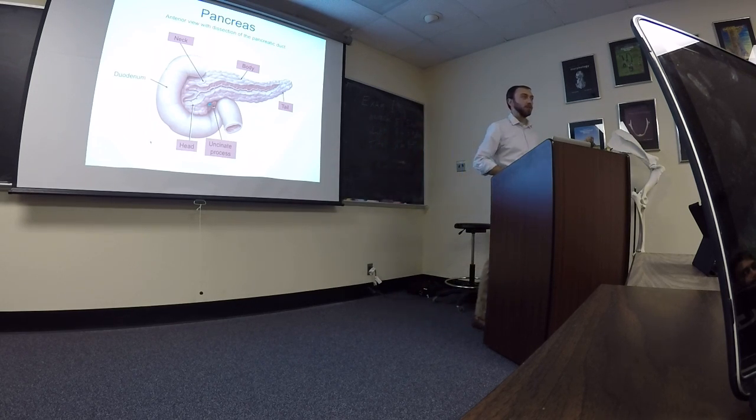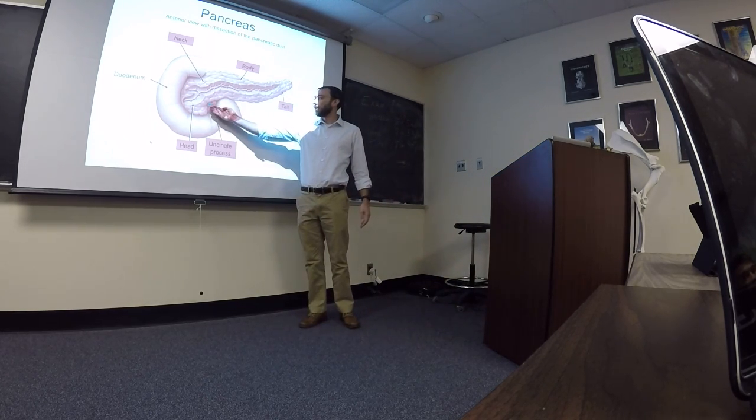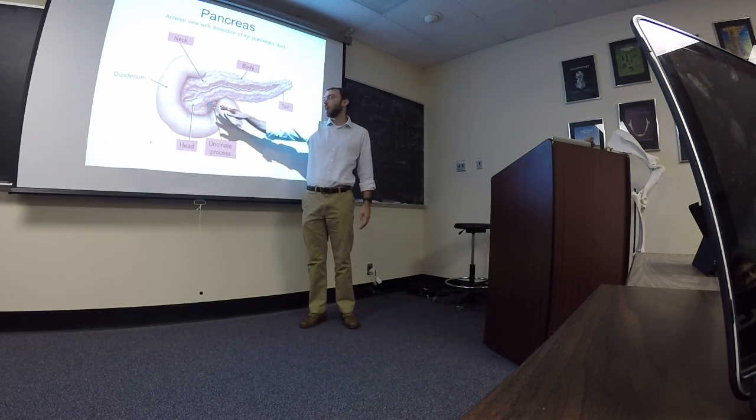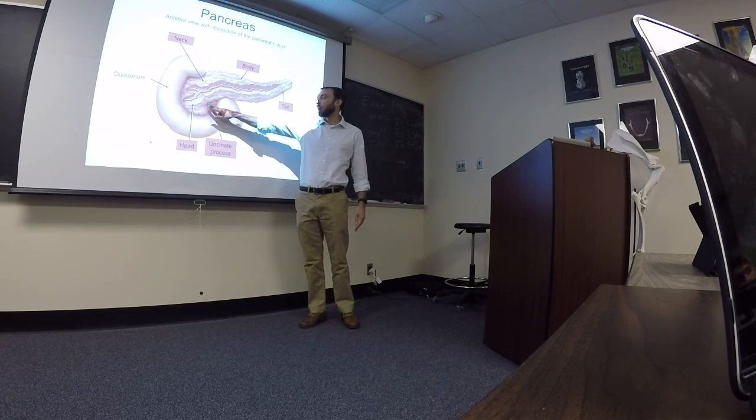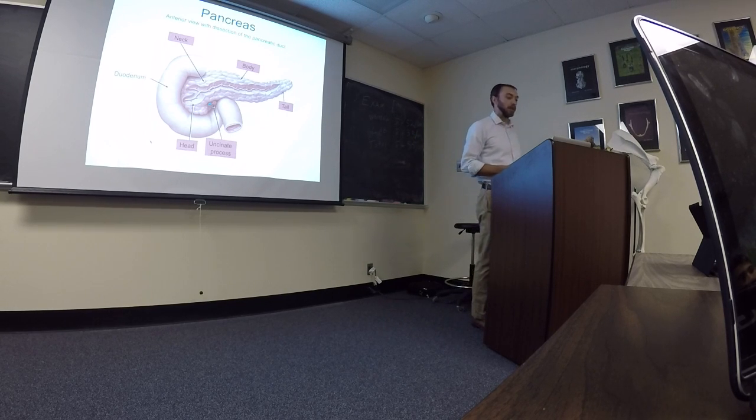And there's a last part of it that we can't see very well here called the uncinate process. And this is a little part that folds back behind the head. And it's going to run back behind these two vessels here, which are our superior mesenteric artery and vein.